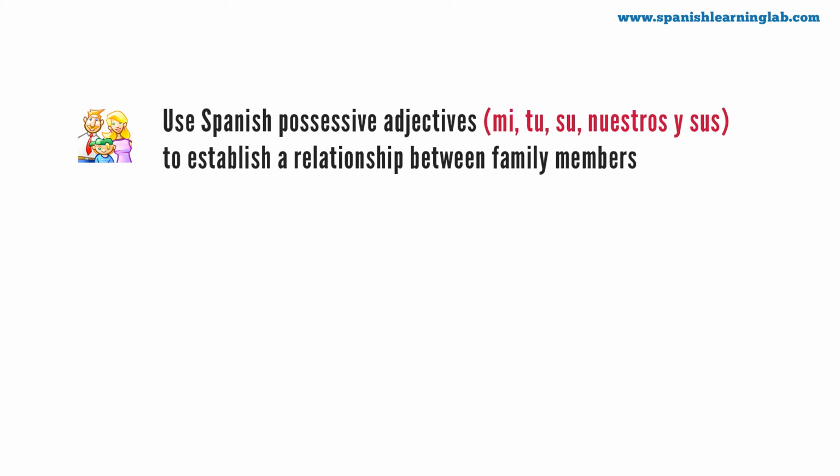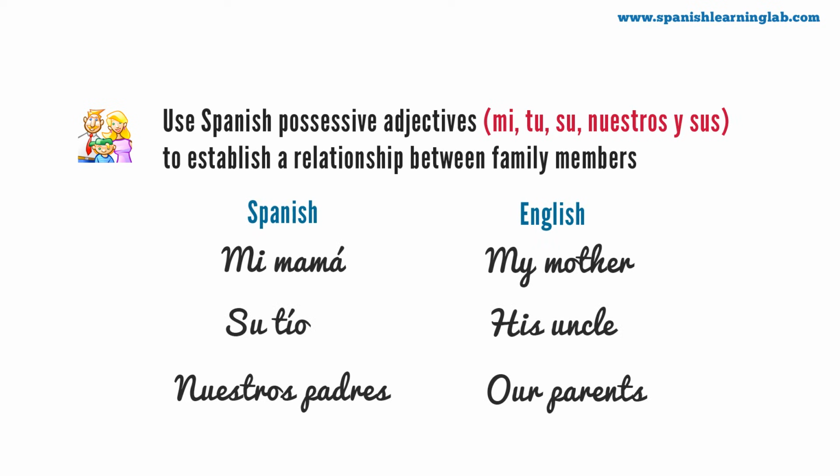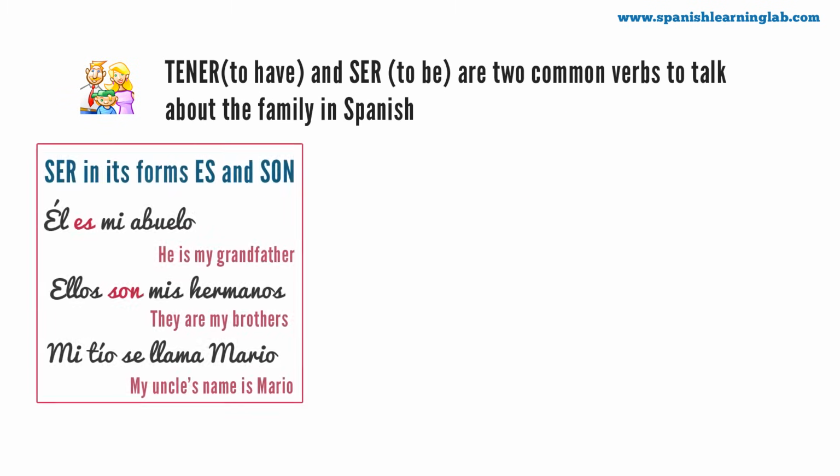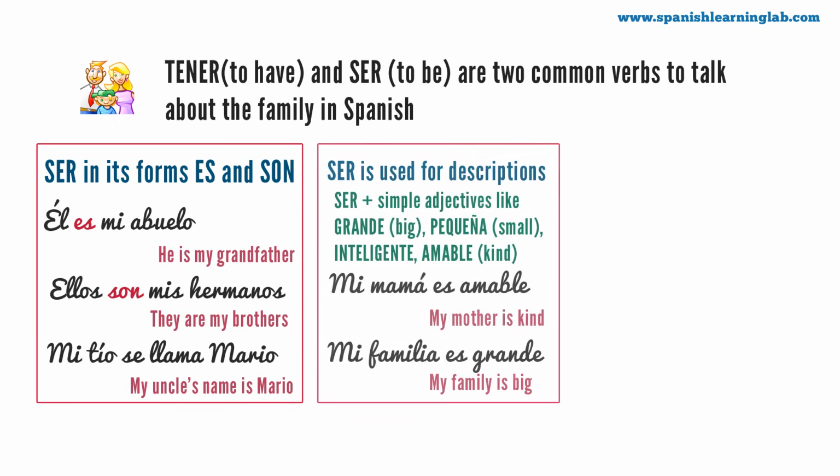It is common to establish a relationship between us and our relatives in Spanish using possessive adjectives or adjetivos posesivos like mi, tu, su, nuestros y sus, the equivalents to my, your, his, and so on in English. They are used to say things like mi mamá, su tío, nuestros padres. The Spanish verb ser is used in its forms es and son to introduce relatives in Spanish, like in the sentences. Él es mi abuelo. Ellos son mis hermanos. To say the name of a family member in Spanish, we use the phrase se llama. For example, mi tío se llama Mario.